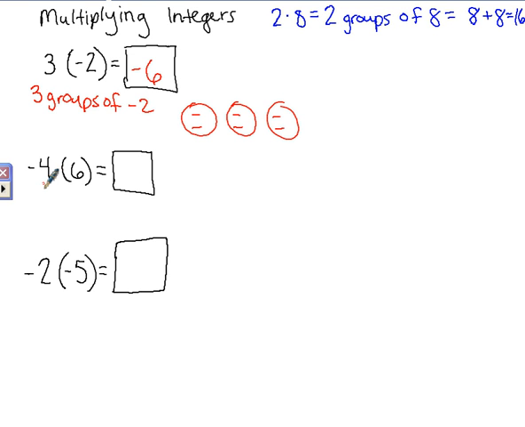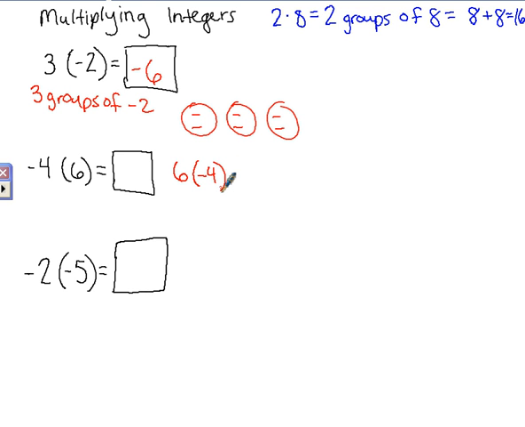Like the next problem, I have negative 4 times 6. Seeing it in this way is confusing for me because what does a negative group look like? However, I can use my commutative property to change it to 6 times negative 4.